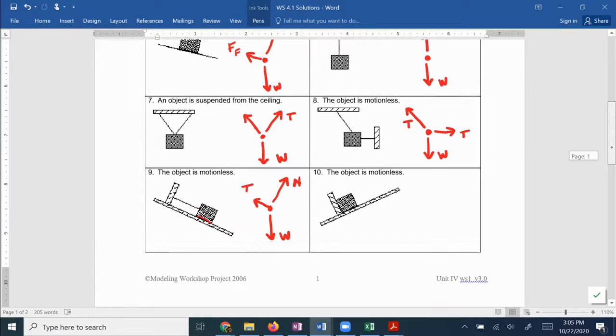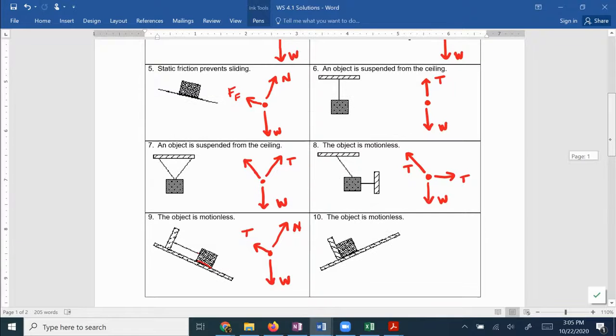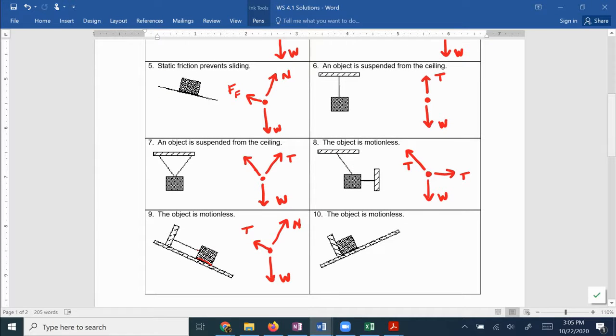And if you look up, right, this number 5 and number 9 are almost the same, except that instead of friction keeping this object moving, the rope is keeping it from moving, right? So very similar in that case.